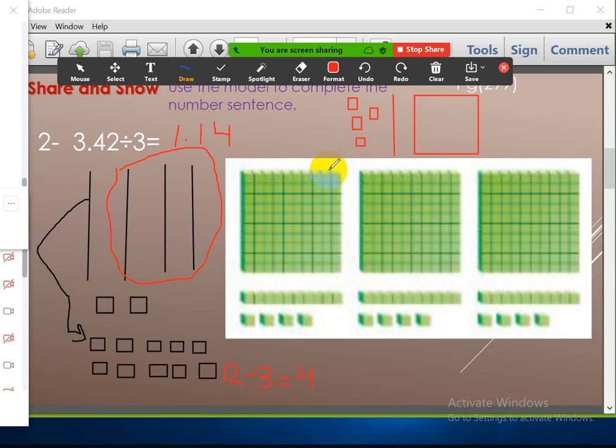If you finish, girls, please type 1 in the chat. Okay, now I will start with number 3.